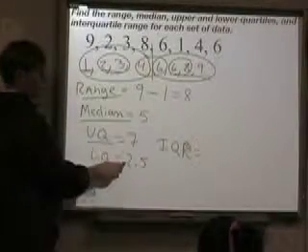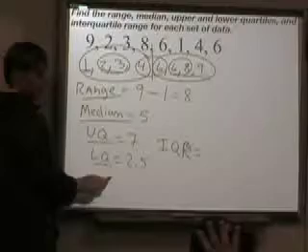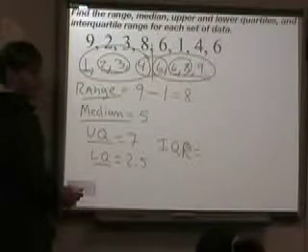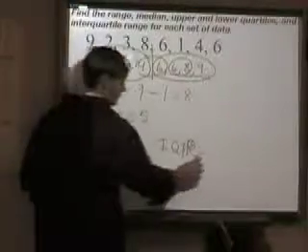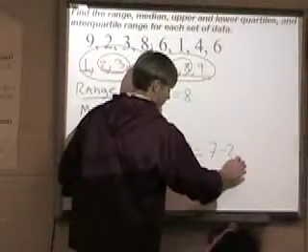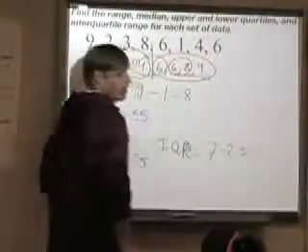is the upper quartile minus the lower quartile, which is what, LA? 7 minus 2.5 is what? 5.5. That's close.